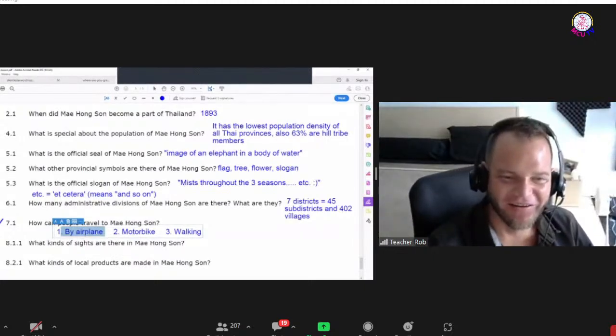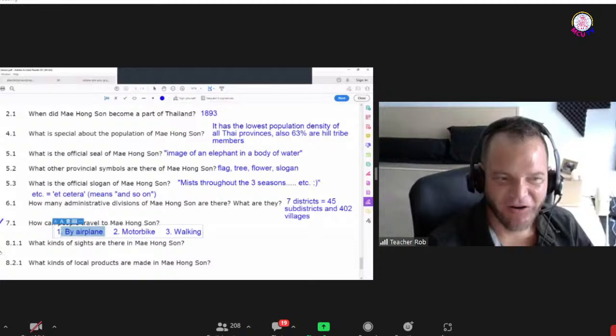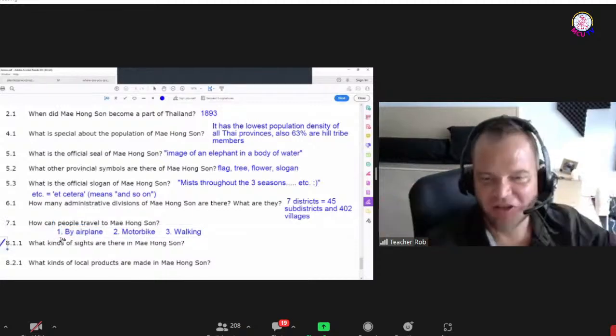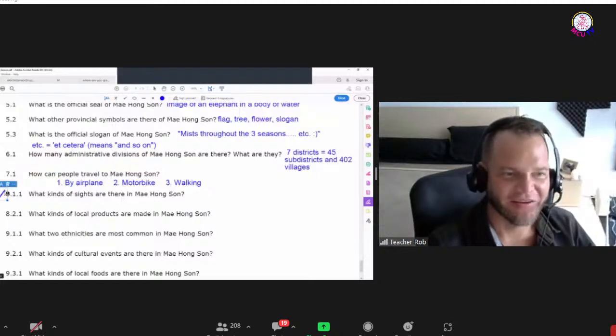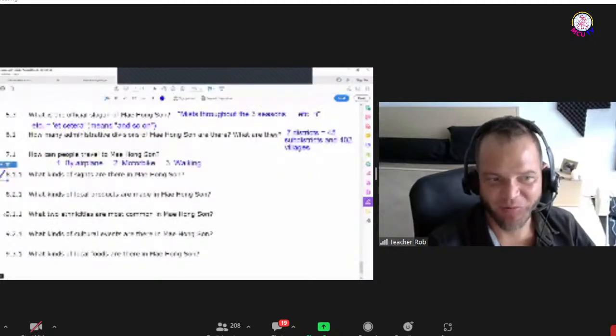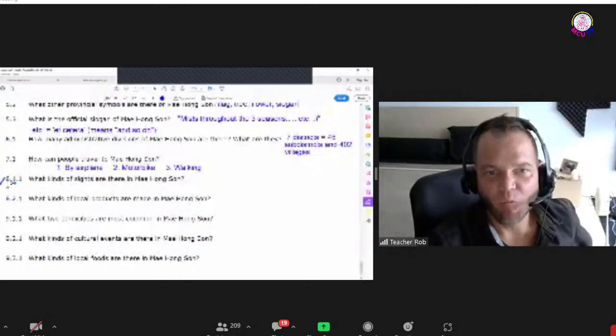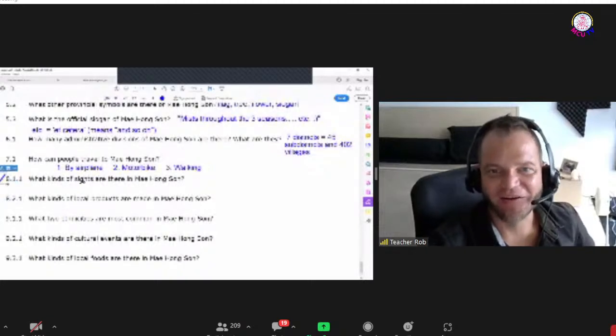So very good. Now I like that part. I really like these last 2 because it's all about what you see and experience there. And like I said, section 9 is my favorite one. It's all about the food. So yeah, so now we're on to section 8, tourism. Okay, and the first question: what kind of sites are there in Mae Hong Son?